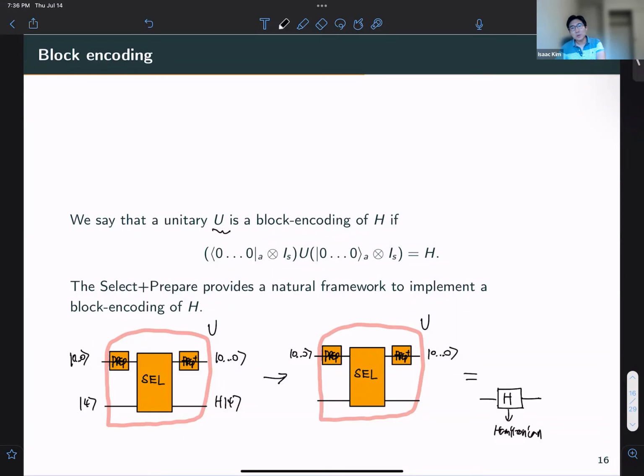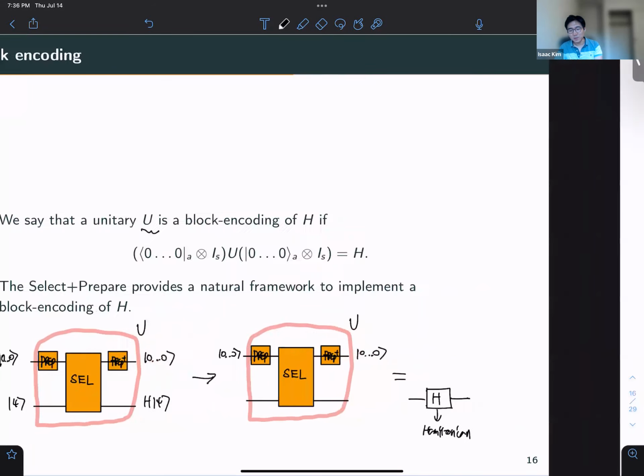So I think that's kind of cool, but the real reason why this is important is because this is the starting point of the technique called qubitization, which is the state-of-the-art algorithm for Hamiltonian simulation.